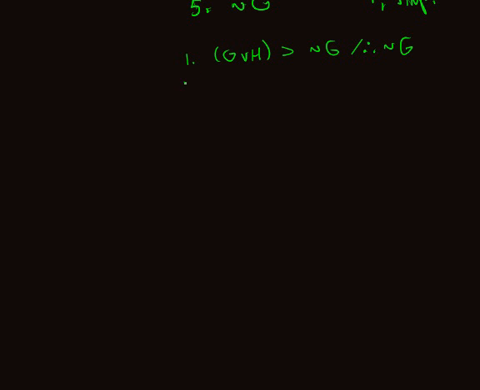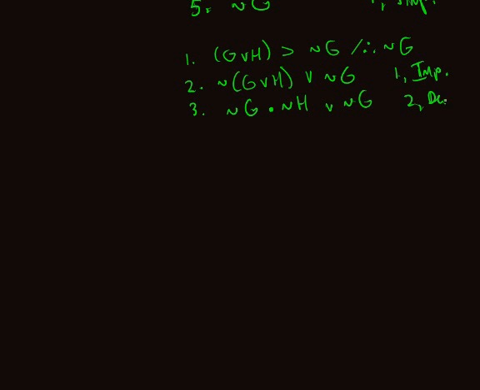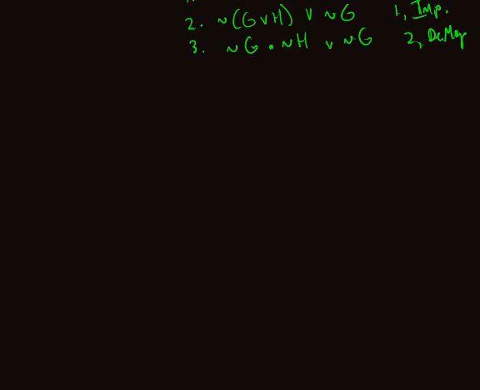Proving this directly, I would start with implication, and that gives me not G or H, or not G. That's line 1 by implication. Then by De Morgan's, like we used in the first proof, I get not G and not H, or not G, and that's line 2 and De Morgan's. Remember, there are 2 versions of De Morgan's for our purposes. I'm just going to scroll up here a little bit.